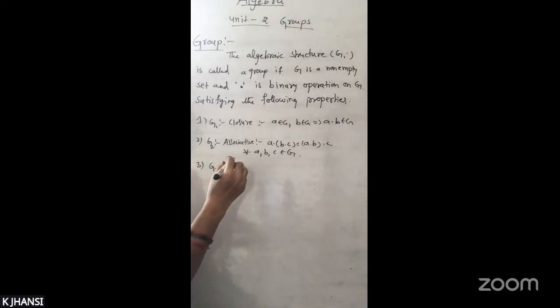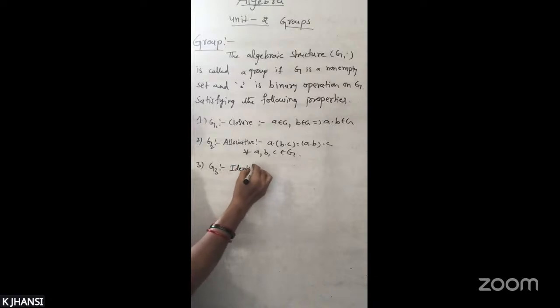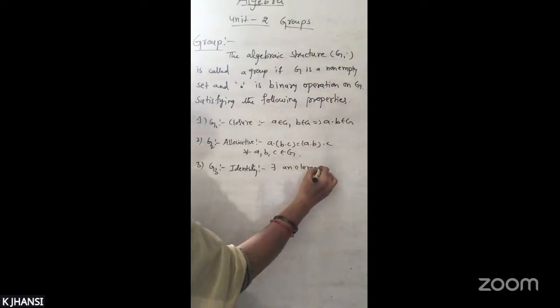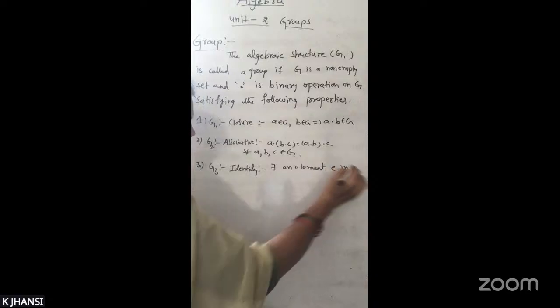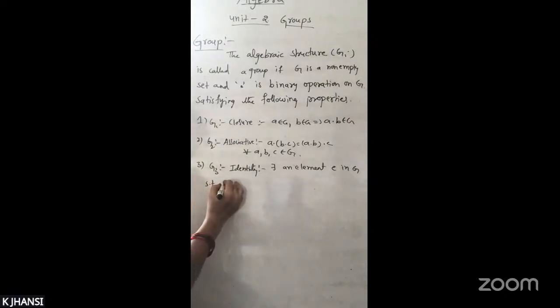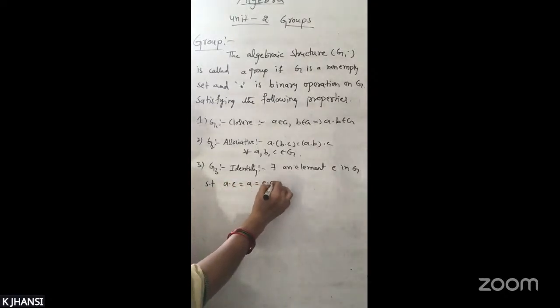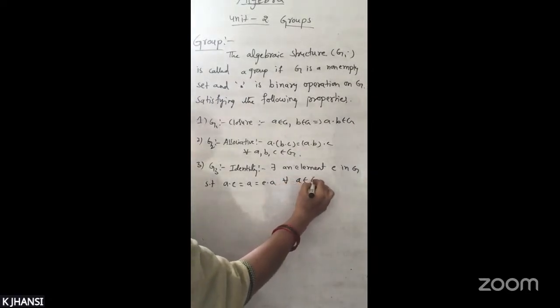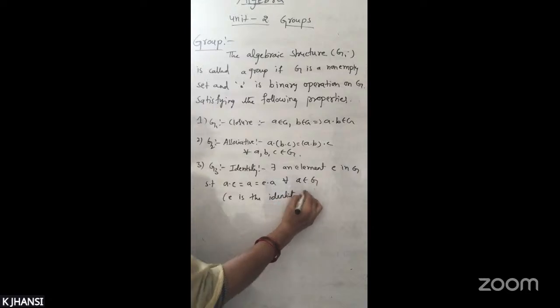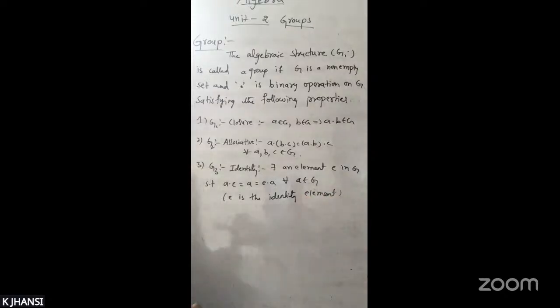Next, G3 is identity. That will tell as the existence of identity. There exists an element E in G, E is the identity element, such that A·E is equals to A is equals to E·A, for all A belongs to G. Okay. This is the identity property. Okay. Here E is the identity element. So this is the third property.